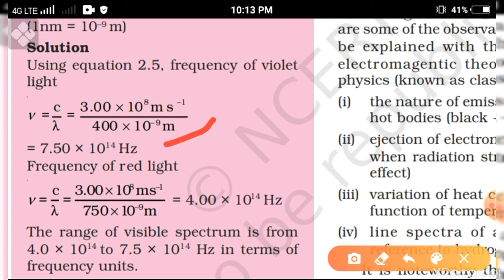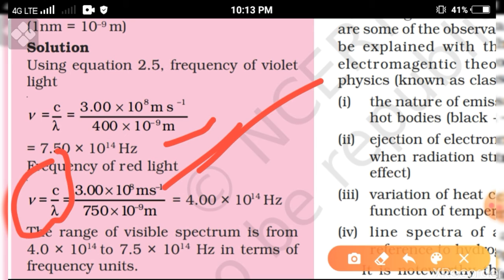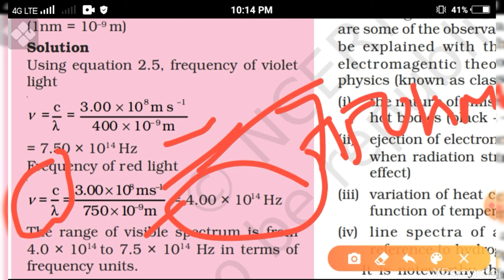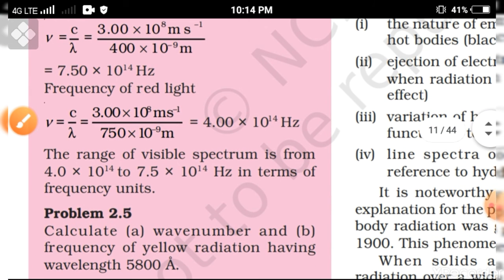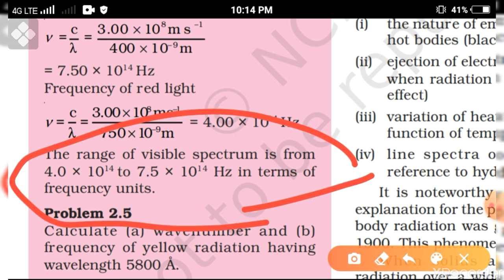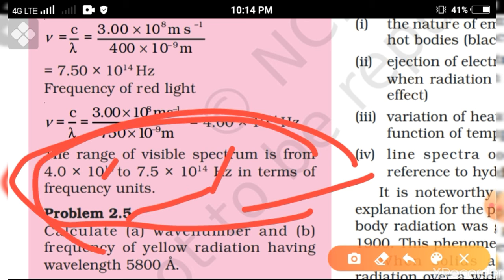Understand? Now we have to find it for red light. So the same formula we have to apply: nu equal to c by lambda. c is given and lambda is also given, 750 nanometer. So you also have to convert it, 10 to the power -9 meter. Then we get 4 into 10 to the power 14 hertz. This is the frequency. In this way we find the range of the visible spectrum in terms of the frequency unit, which is the conversion of wavelength to frequency.